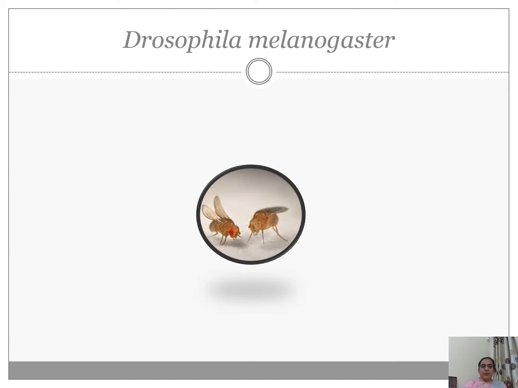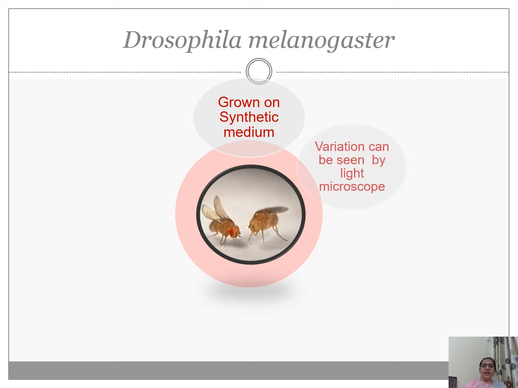Now, Morgan chose Drosophila melanogaster because of certain reasons. These reasons were: they could be grown on synthetic medium. That means they could be grown in laboratory very easily. Variation can be seen by light microscope. So it means no extra equipment was required to study variation. Fruit fly has only 4 pairs of chromosomes. With this, study of inheritance became very easy.